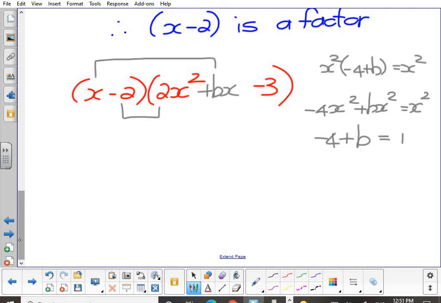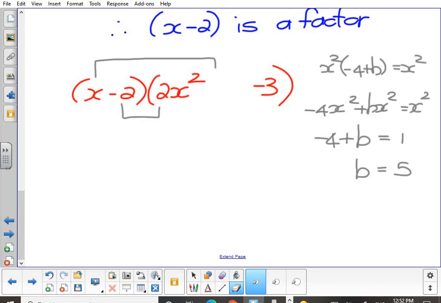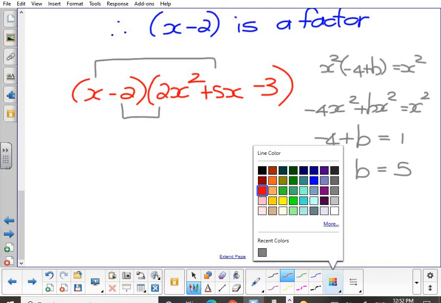So now 4 goes across. If 4 goes across, I add it, so I get b is equal to 5. So that means that I erase, you do that in pencil, and in there it's going to be plus 5x. Okay, so now it is a quadratic expression, that little section there. Sure, sir? Yeah, it's a lot of work.